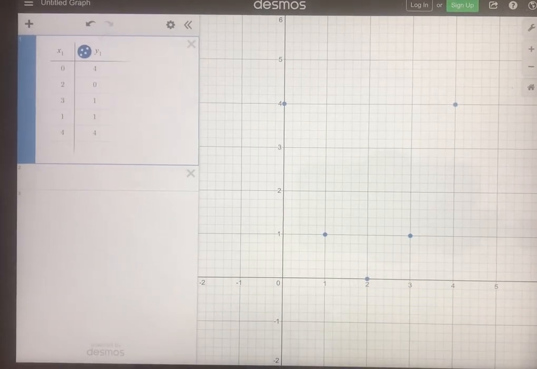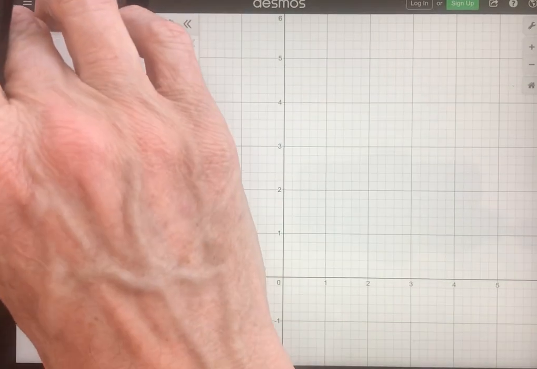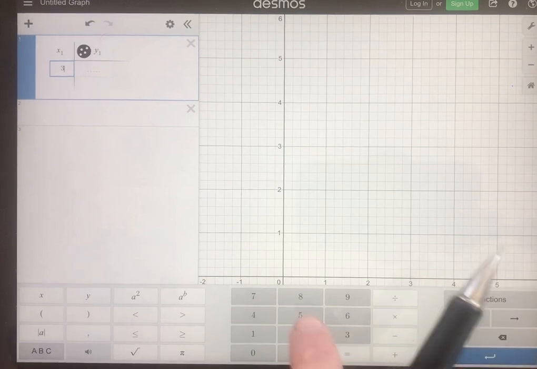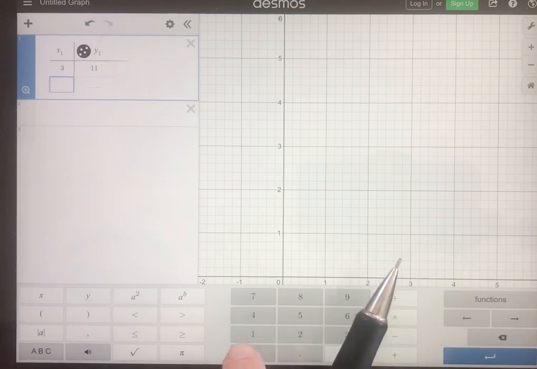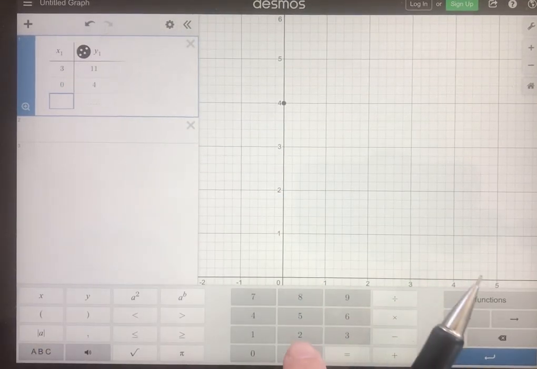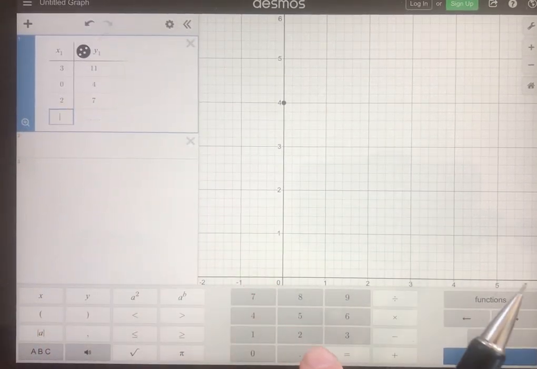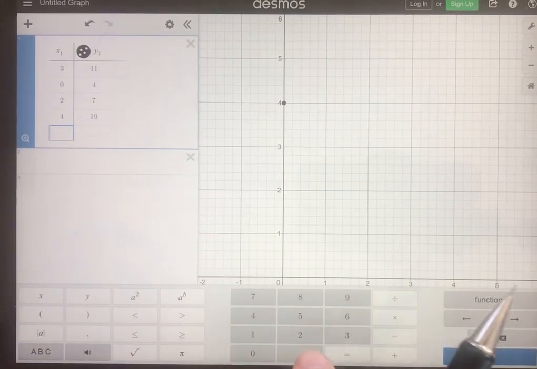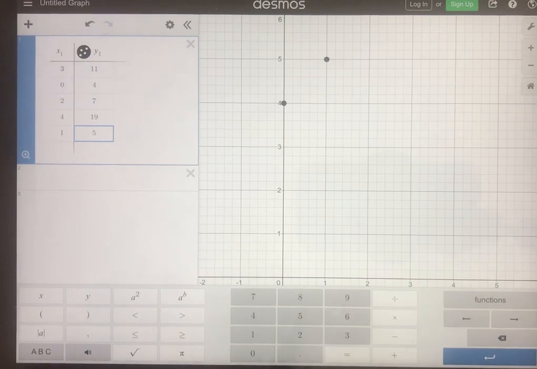Let me line up my Desmos screen again for you, and I'm going to close this one out. I'll press the plus and create a new table, and my 5 points are 3, 11. The second point is 0, 4. The third point is 2, 7. The fourth point is 4, 19. And the fifth point is 1, 5. Let's take a look at what this one's doing.